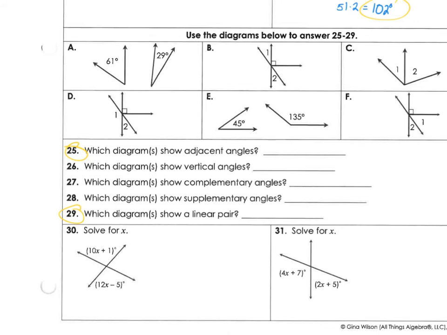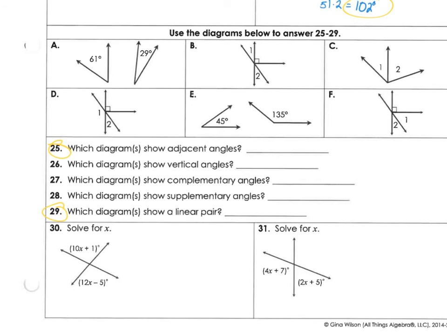Okay, so adjacent. You know what adjacent means? Do you remember? It means right next to each other, side by side. So which one of those has angles that are side by side? There's more than one answer. C. Not B. Nope. F. And there's one more. D. Good.